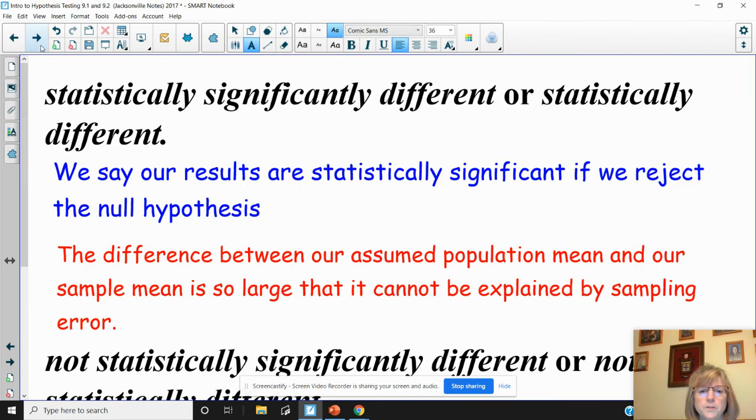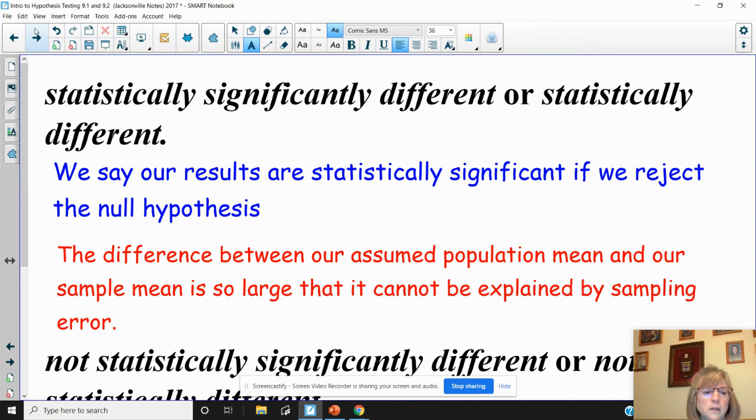One other thing is the term statistically significantly different, or sometimes known as statistically different. We say that our results are statistically significant if we reject our null hypothesis. So in the previous example, we would not be able to say we had statistically significant results. Another way of thinking about statistically significantly different is that the difference between our assumed population mean, what we write in our null hypothesis, and our sample mean is so large that it cannot be explained by sampling error alone. There must be something else going on. Those numbers are way too far apart, way too different.